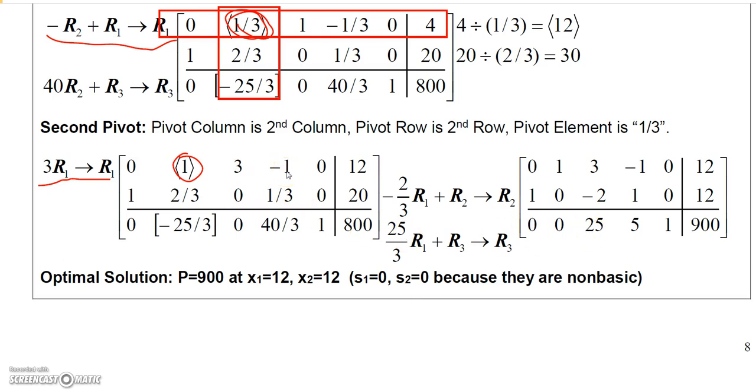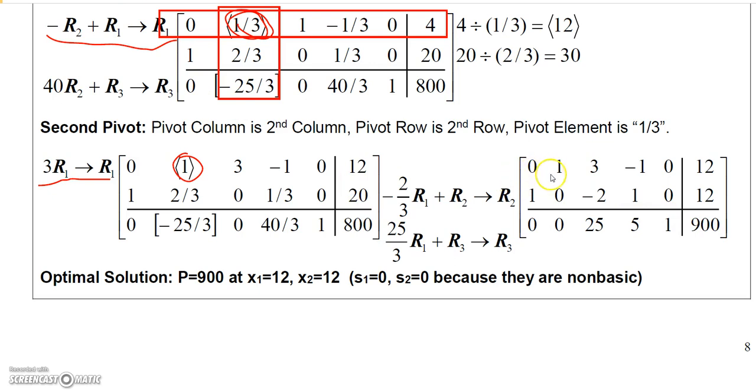25/3, let's see, times negative 1 would be negative 25/3. If you take negative 25/3 and add it to 40/3, you get 15/3, which is 5. And then 25/3 times 0 plus 1 would just be 1. And then 25/3 times 12, that would be 100. And then 100 plus 800 would give me 900.